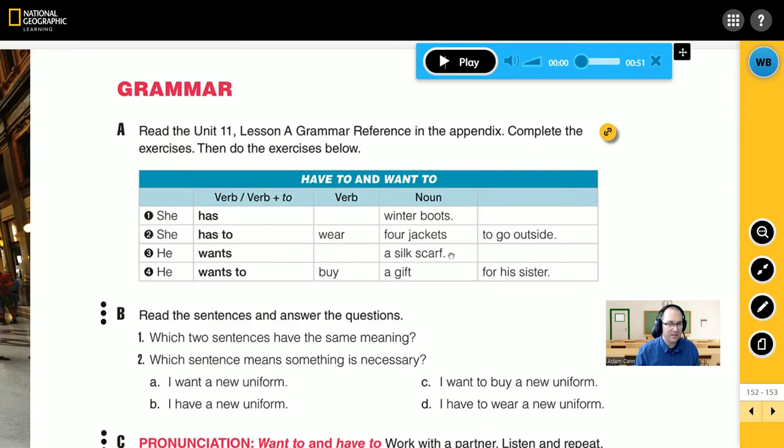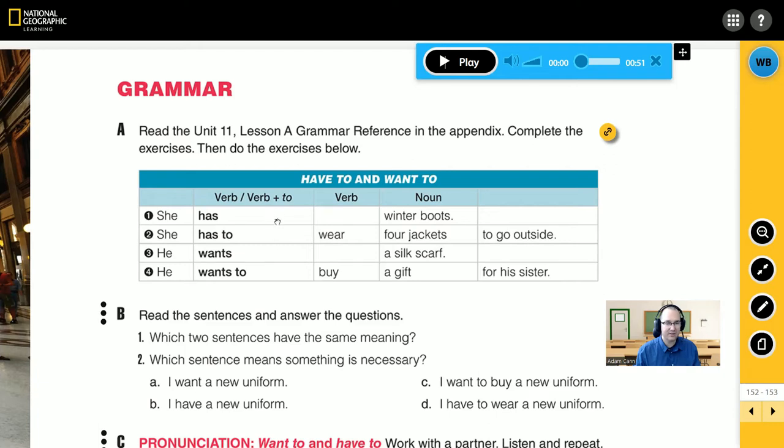Has, again, has a blue shirt, has to means must, and then to go outside. Again, he wants a silk scarf. Okay. So these two are actually quite similar, right? Because he wants a silk scarf. There's no verb. Just, I want that thing. I want money. I want food. Okay. But here we put the verb in and now it changes. He wants to buy a gift for his sister. So it's a little different, okay?